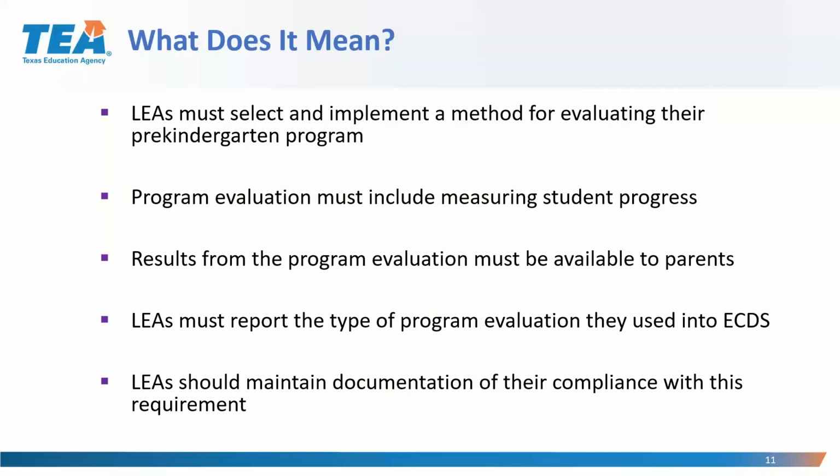So what does all of this mean? Well, it does say that LEAs must select and implement a method for evaluating their pre-kindergarten program. It is also required that that program evaluation must include measuring student progress. Results from that program evaluation must be available to parents, and LEAs must report the type of program evaluation they used into ECDS. And lastly, LEAs should maintain documentation of their compliance with this requirement.